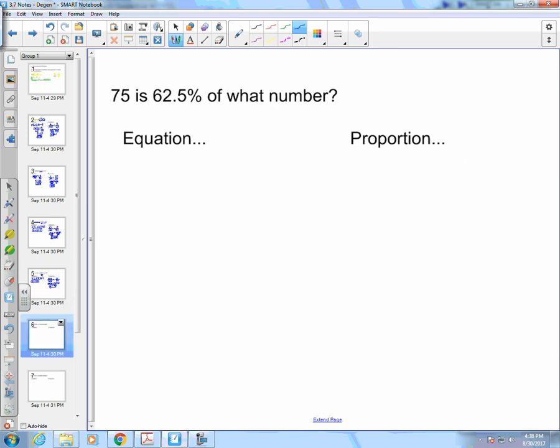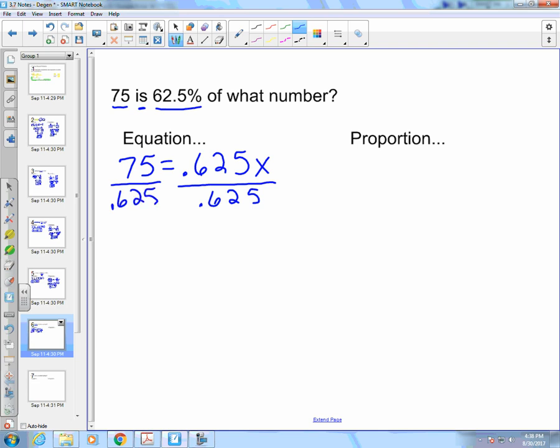Our third kind of problem is where the of is missing. We know the is, we know the percent. So we have 75 is, so 75 equals. Again, we need to change our percent into its decimal equivalent. Move that decimal point 2 places to the left, times x this time. So we're going to divide by 0.625. And when you take 75 and divide by 0.625, you're going to end up with x equal to 120.